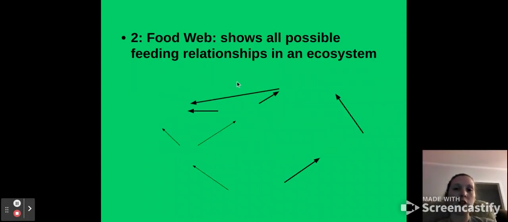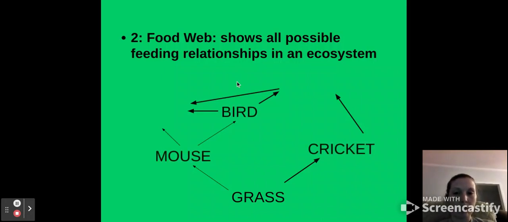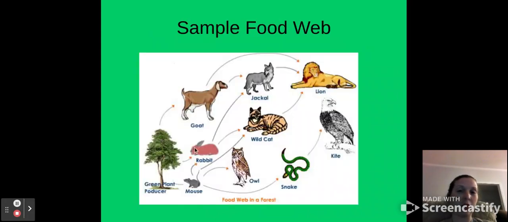So food webs show all the possible feeding relationships in an ecosystem, and they are not as neat as our chain that you just saw. So webs are messy. So grass, which is our autotroph, can feed crickets, or it can feed mice. Okay. Well, then the mice can feed birds. A snake can eat the bird, or a snake can eat the crickets. Whereas a hawk can eat both the small birds, the snakes, and the mice. So that just gives you an idea kind of how it looks.